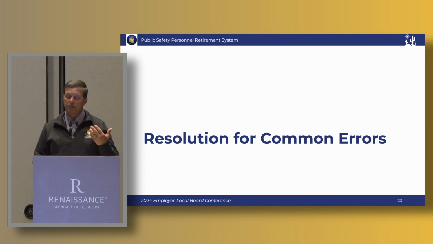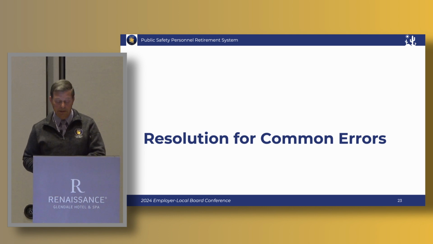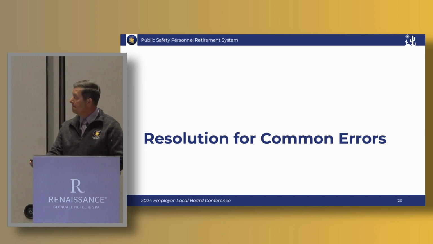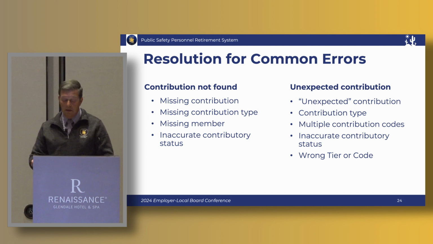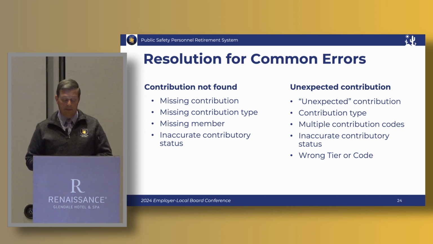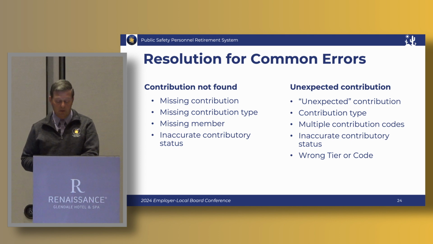Now that you have all the member statuses up to date, there should be no unexpected errors that would appear, but we'll briefly review some of the common errors that you may get prior to submitting that file to us. So, resolutions for the common errors. If you receive one, contributions not found, you may want to take a look at possible missing contributions for that member. Also, missing contribution type. If you don't have the right type set up for that member, then it will also display that. Possibly a missing member or inaccurate contributory status as well.